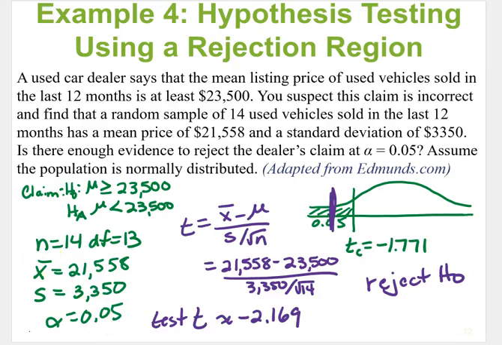And so then you will need to write your conclusion in words. If we're rejecting the null, which was the claim, so there is enough evidence to reject the claim that the mean price of used cars sold in the last 12 months is at least $23,500. Make sure that you are able to list the claim in words, so that when you get to the end, you will be able to state your conclusion very clearly.